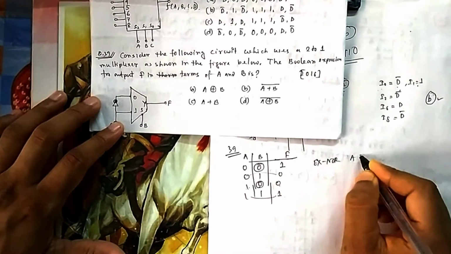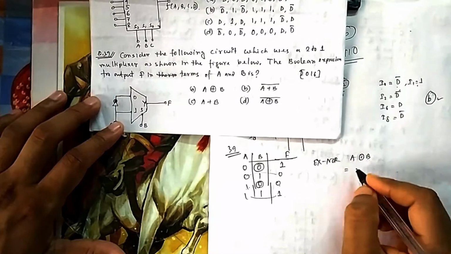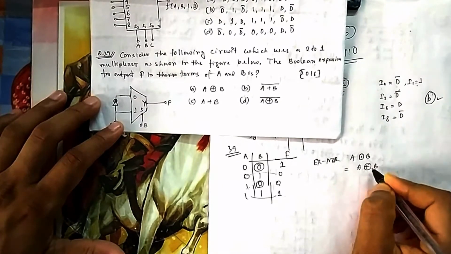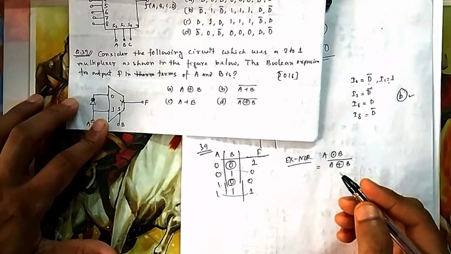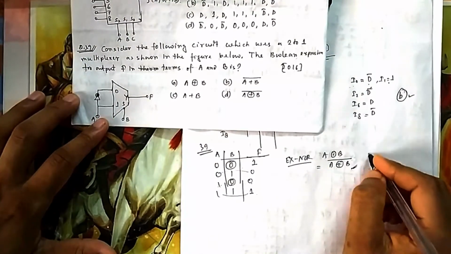X naught, that is A X naught, which can also be written as XOR bar. X naught is nothing but bar of XOR. So it is this one, that is your option D.